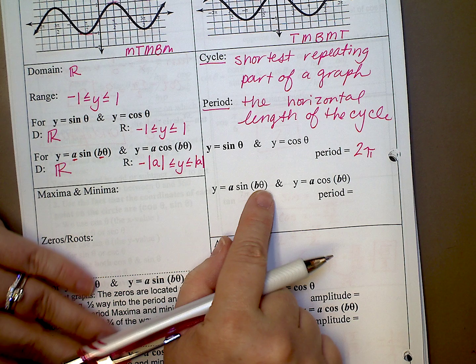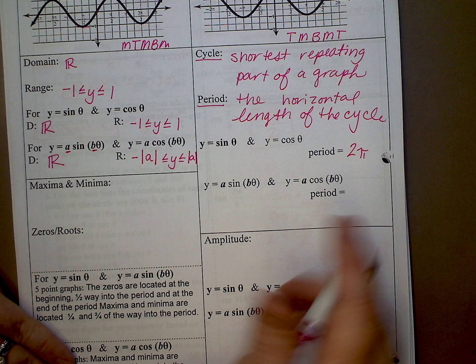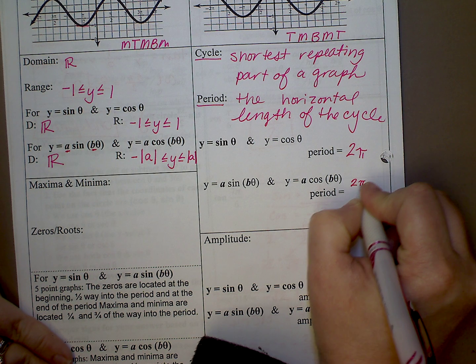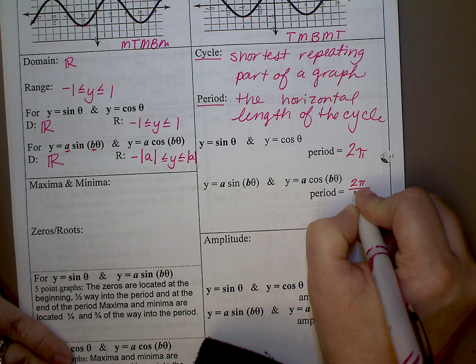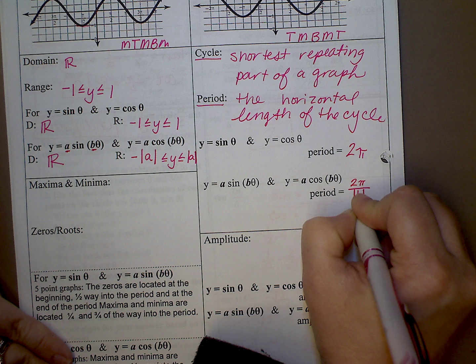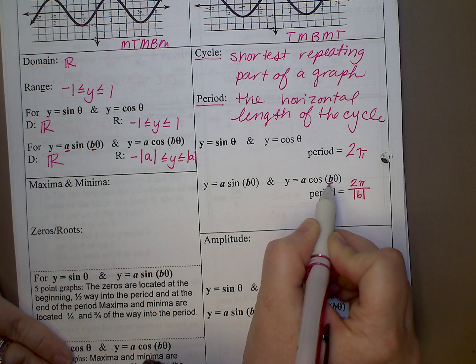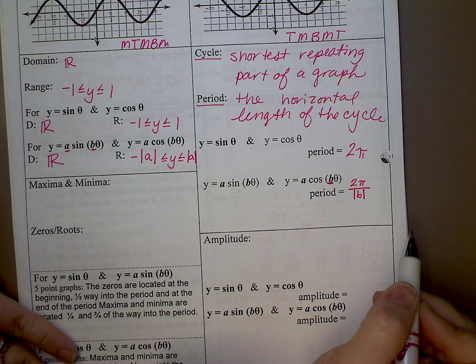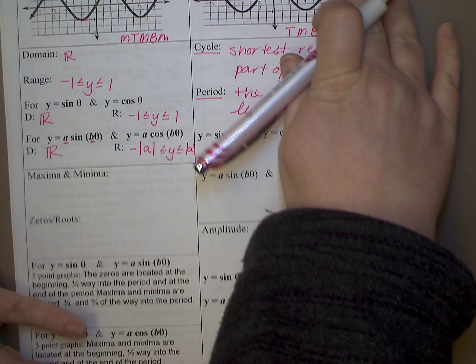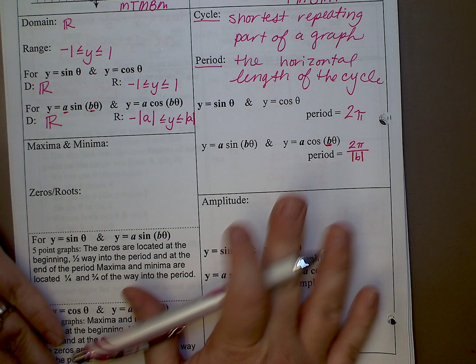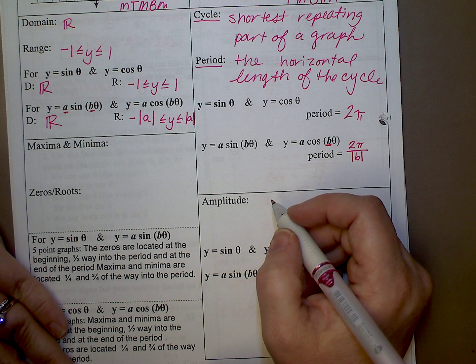When we throw in the a and the b, which can do different things to it, our period is actually a little different to figure out. It's 2 pi divided by the absolute value of b. That's an absolute value sign. So here's our b value. We take 2 pi and we divide it by that, as long as it's positive. Okay? And we're going to get more practice. Today we're just kind of learning the vocabulary. We'll get more practice actually finding these things.